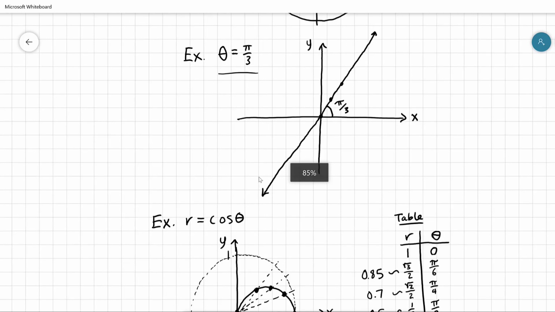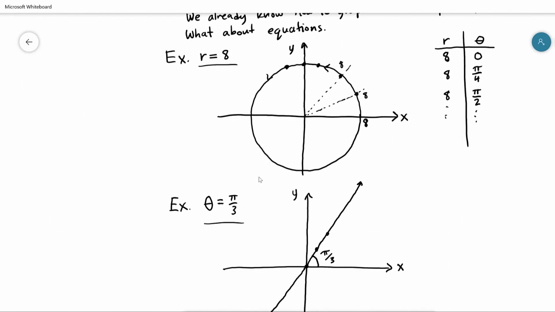So going back up to the other twos, let me just write down real quickly what we got. This one was obviously what I'm going to call a centered circle, meaning it's centered at the origin. This one was just a line through the origin.